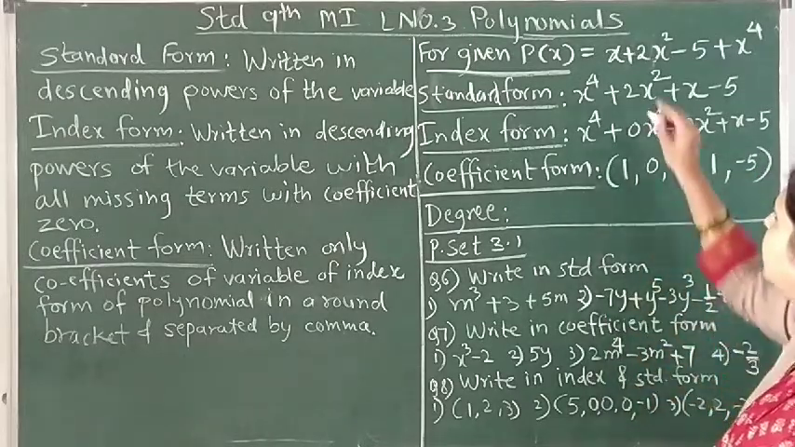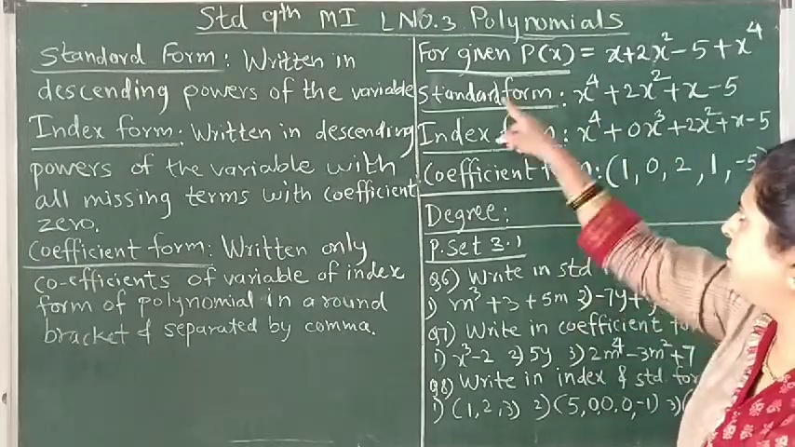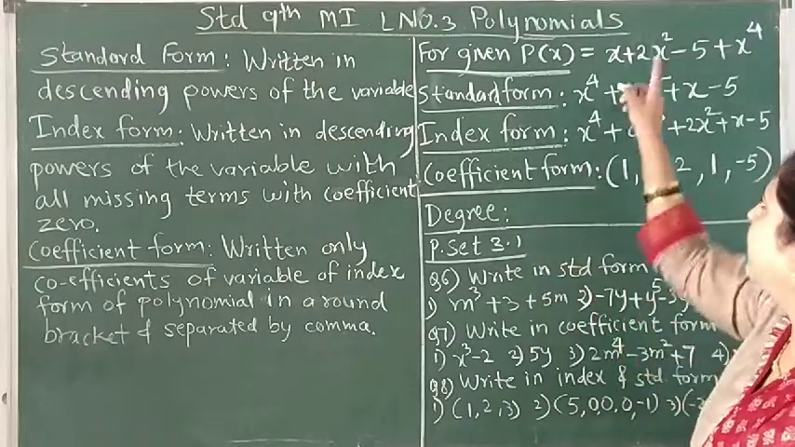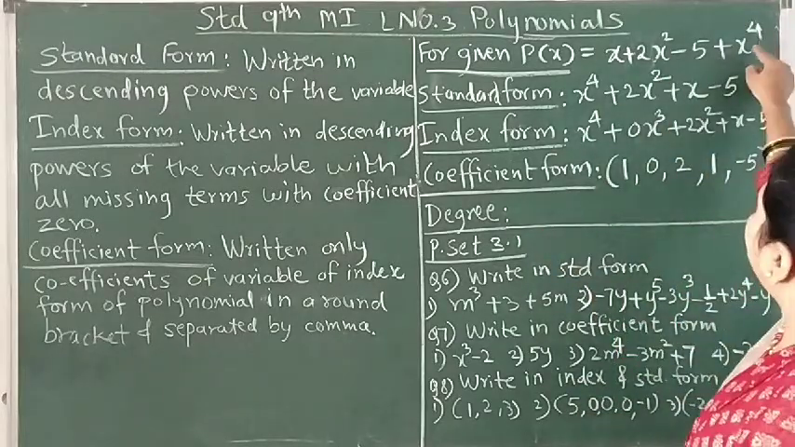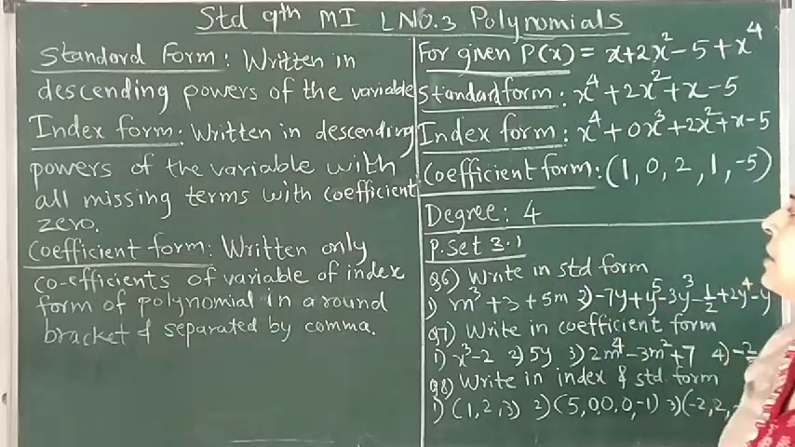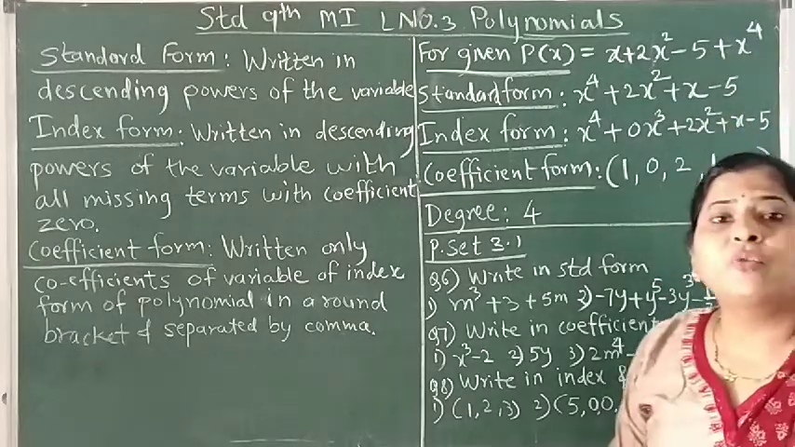So these are the three forms of the given polynomial: standard form, index form, and coefficient form. And what is the degree of the given polynomial? Degree is the highest power of the variable, that is 4. Why are we mentioning this degree here? Whenever we see a given polynomial, first we have to check what the degree is.